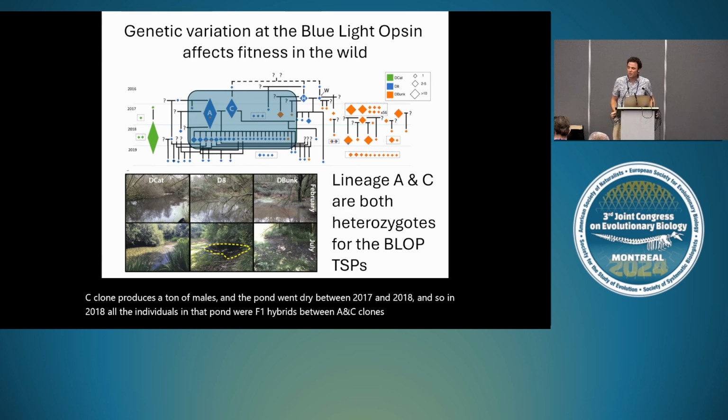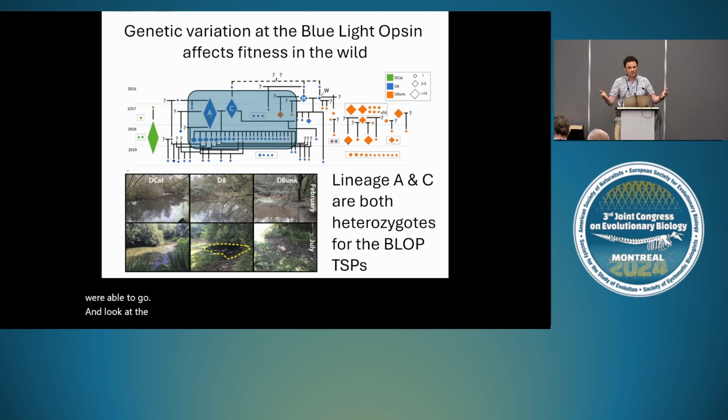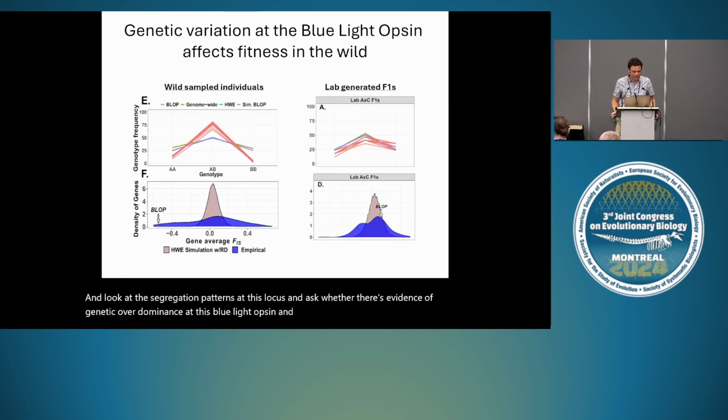It turns out that both lineage A and C were heterozygotes for this blue light opsin locus. And so in 2018, we were able to go and look at the segregation patterns at this locus and ask whether there's evidence of genetic overdominance at this blue light opsin. And what's really cool is we found it. So in these wild sampled individuals in that F1 offspring, we found that there was an excess of heterozygotes, right? So we would expect from a cross between two heterozygotes, 25, 50, 25. And that's what we see on average across the genome.